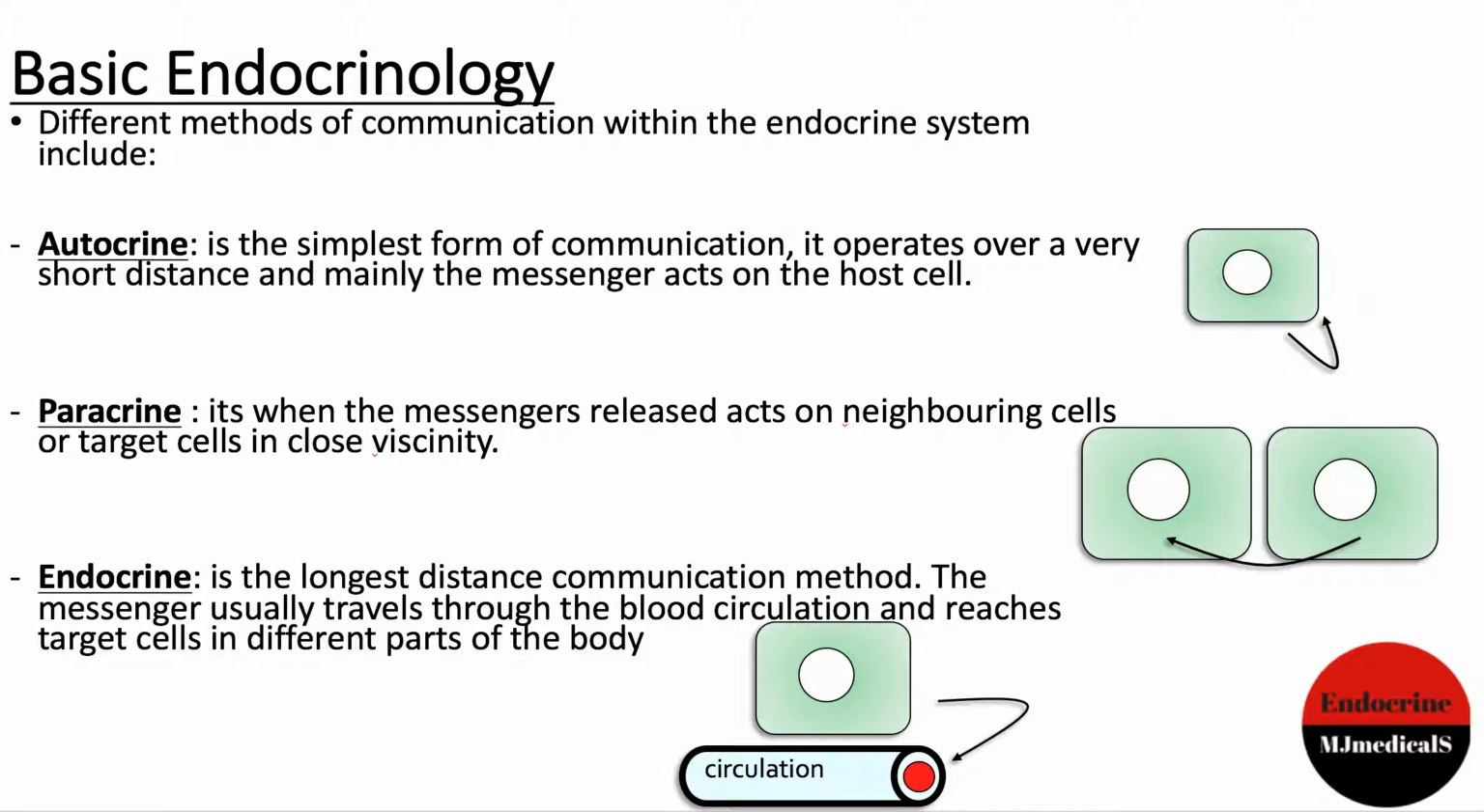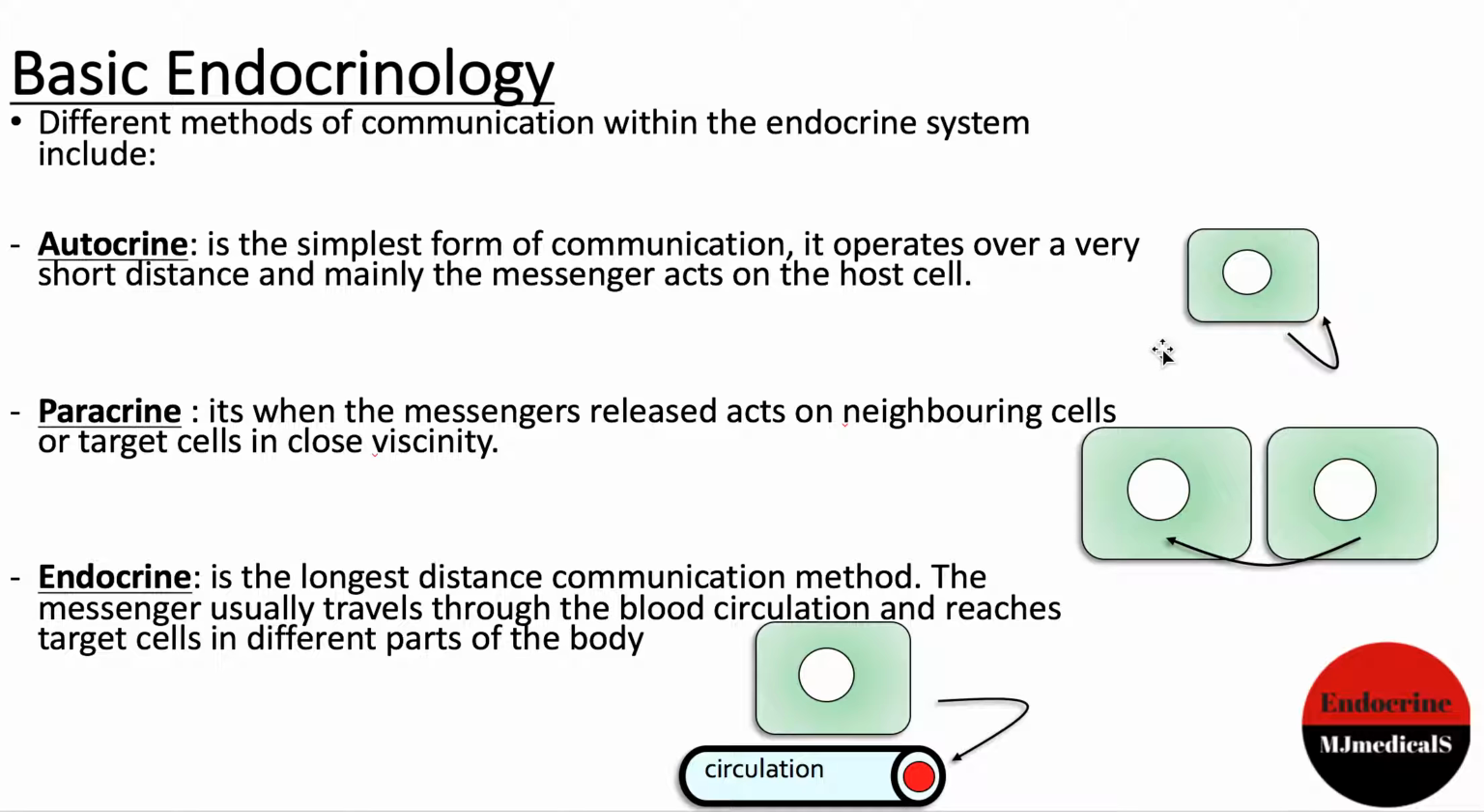The endocrine system is basically different methods of communication, and these include, as you can see here on the PowerPoint slide, autocrine mechanisms. Autocrine is the simplest and the shortest way of communication, and it operates over a very short distance. Here you have a host cell, and it releases a messenger molecule, which is shown by the arrow here, or you can follow my mouse. So a messenger molecule which acts on the host cell itself. So it's the cell which releases messengers which act on itself, and that's autocrine.